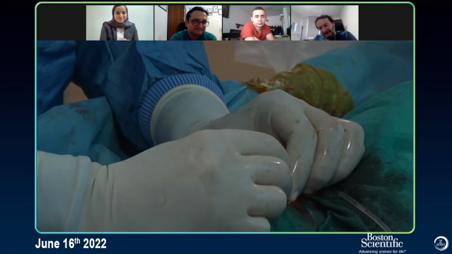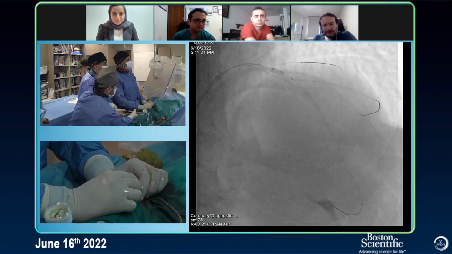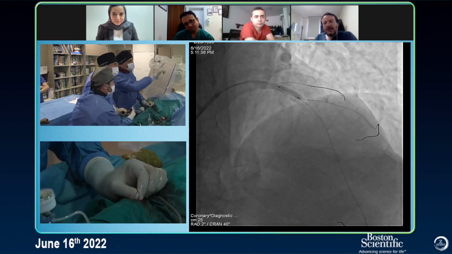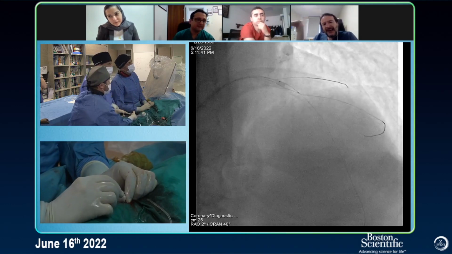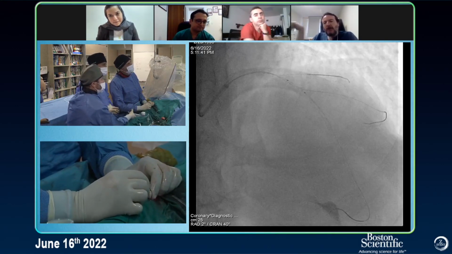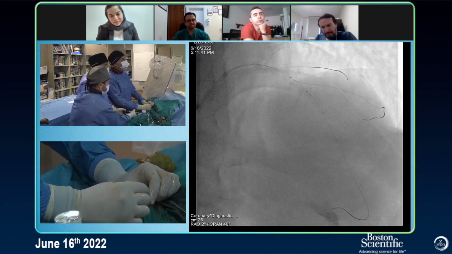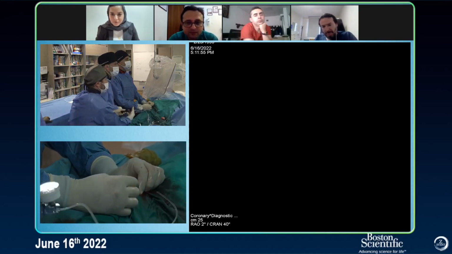Yes, okay, go up. This is 3.5. You see, the balloon is going around the calcium. I think that's a sign of deep calcium. So that might be the reason why I wanted to use a scoring or a cutting balloon here. I might use a cutting balloon here.